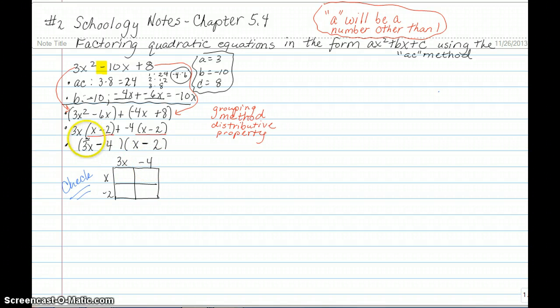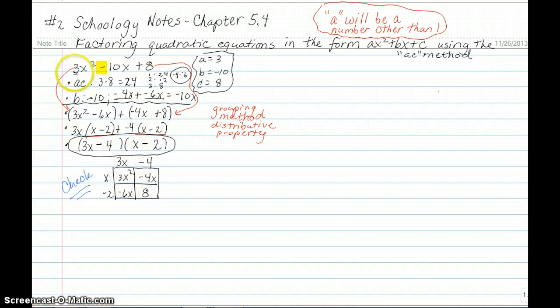You need to make sure this is indeed the correct factoring. And so 3x times x is 3x squared. X times negative 4 is negative 4x. Negative 2 times 3x is negative 6x. And negative 2 times negative 4 is positive 8. Let's make sure everything matches.